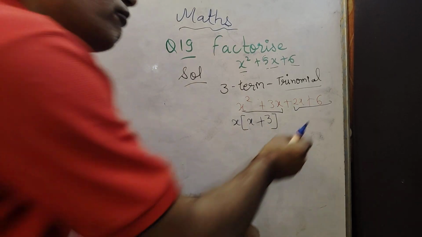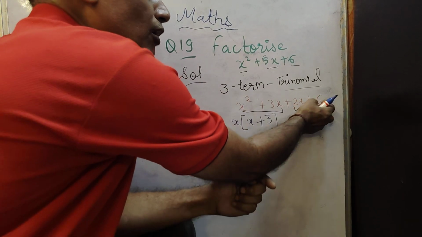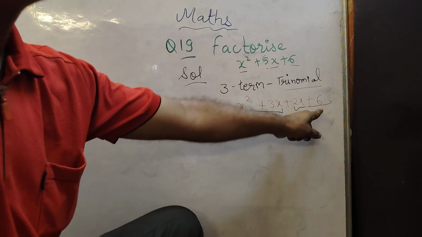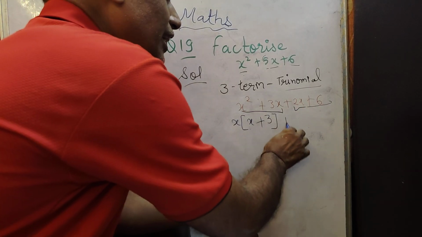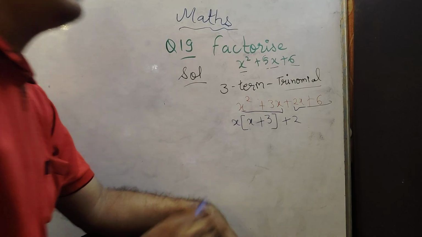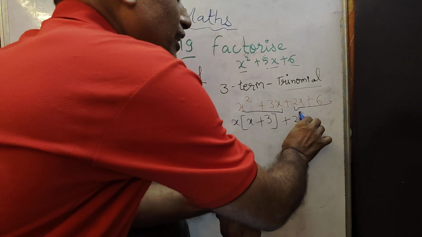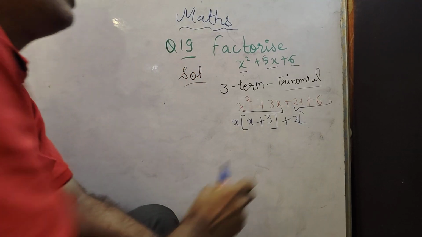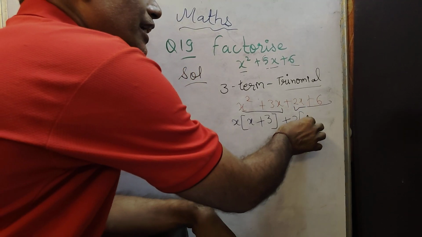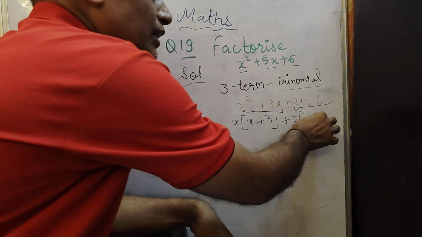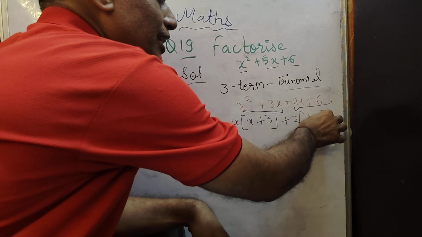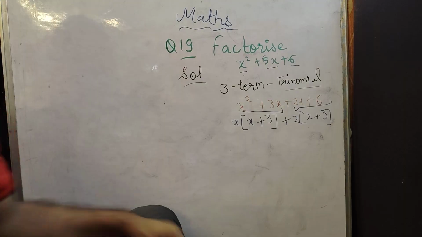Now we find the HCF or common term of the last two terms, 2x and 6. Obviously 2 is common to both terms, 2x and 6. So we take 2 outside, and now 2x divided by 2 gives x. Now 6 divided by 2 gives 3.